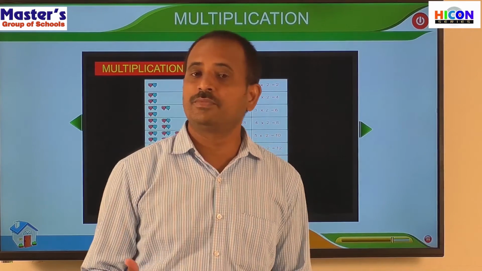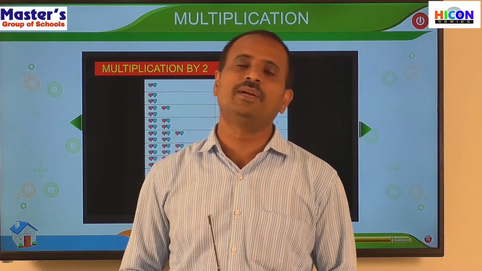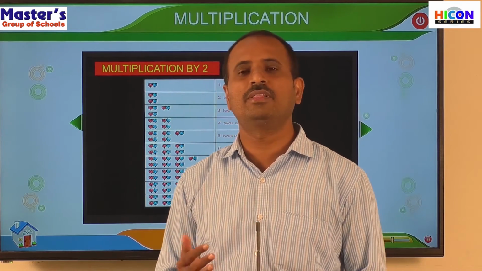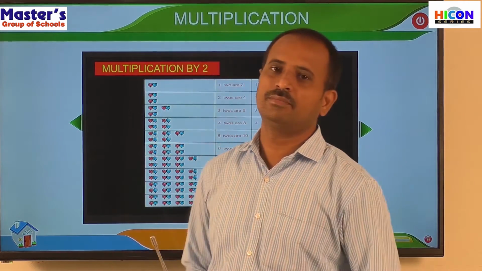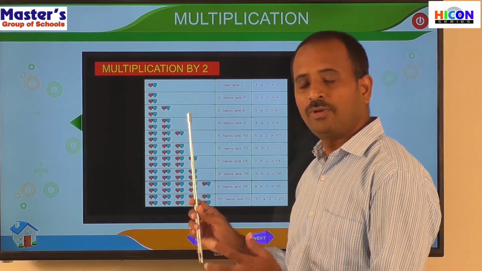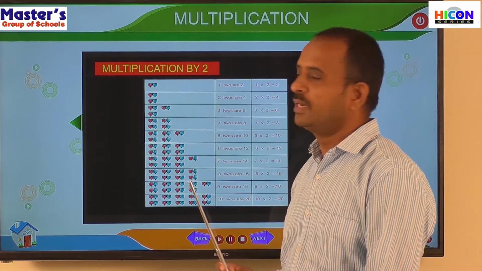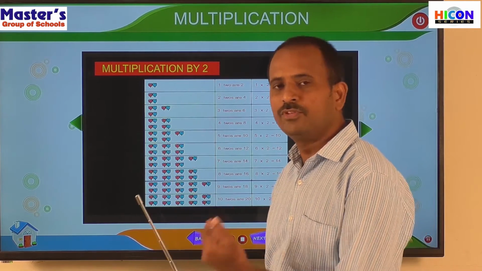So children, up to now, we have discussed what multiplication is and what symbol is used for multiplication, and also we have practiced some examples on multiplication. So now we are going to write the multiplication by 2. The next one is multiplication by 2. How we have to multiply a number with 2. So multiplication by 2 means how we have to multiply a number with 2.